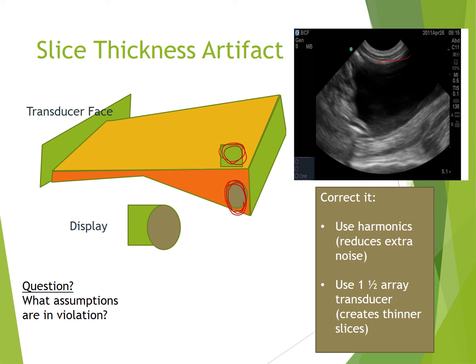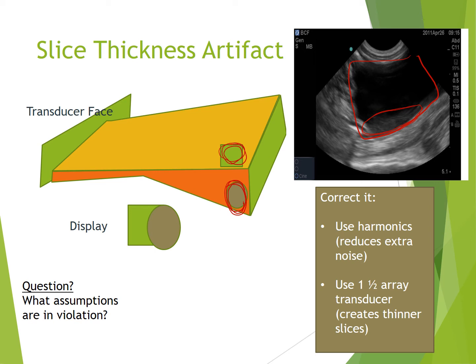So up in the corner here we have a bladder, and we're getting that slice thickness artifact with just this little bit of kind of junky stuff down in the bottom here. It looks a lot like sludge in the gallbladder, or just some sort of low-level echoes within an area that should really be anechoic.